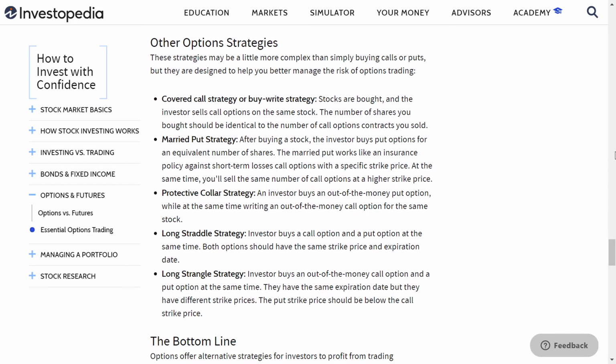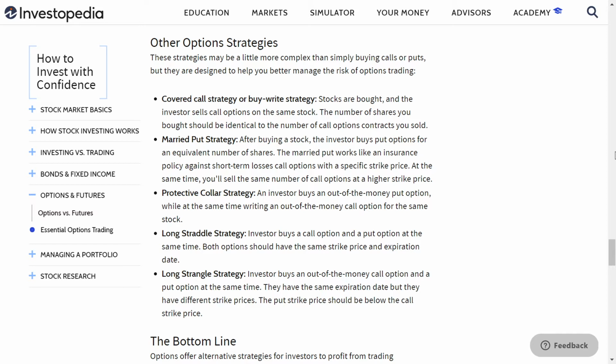Other strategies, I'm just going to read off really quick here. You've got the covered call strategy, or buy-write strategy. Stocks are bought and the advisor sells call options on the same stock. The number of shares you bought should be identical to the number of call option contracts you sold. So you're kind of making a little bit of a price difference there depending on how those options move. Married put strategy: after buying a stock, the investor buys put options for the equivalent number of shares. The married put works like an insurance policy against short-term losses. Bull call spread: you buy call options with a specific strike price and at the same time sell the same number of call options at a higher strike price. Protective collar strategy: the investor buys an out-of-the-money put option while at the same time writing an out-of-the-money call option for the same stock.